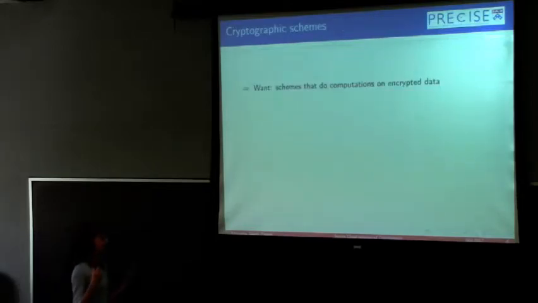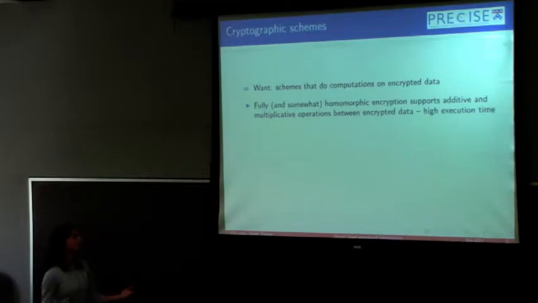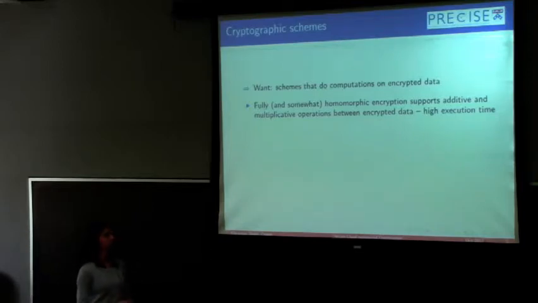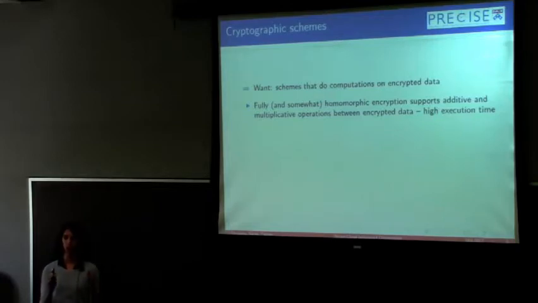OK, so what we want to do is use a scheme which is able to perform the computations directly on the encrypted data. There are such existing schemes. I guess the most well-known ones are called fully and somewhat homomorphic encryption schemes, which support both additions and multiplications directly on the encrypted data. However, those are very complex and have a high execution time.